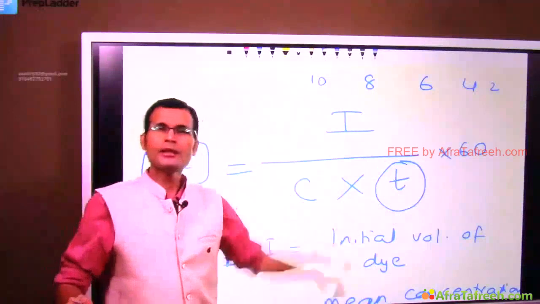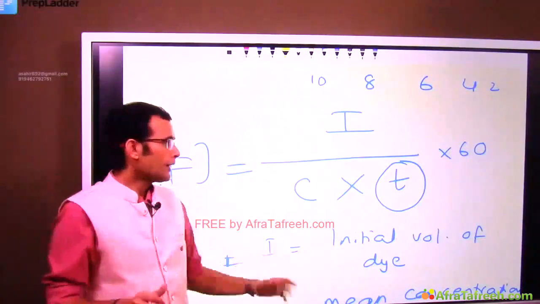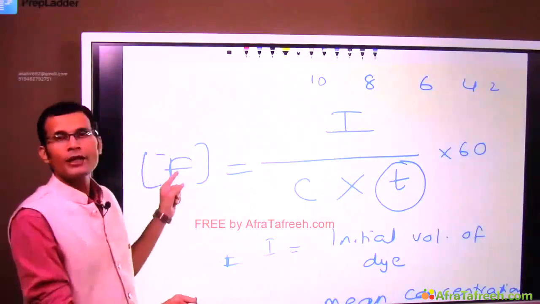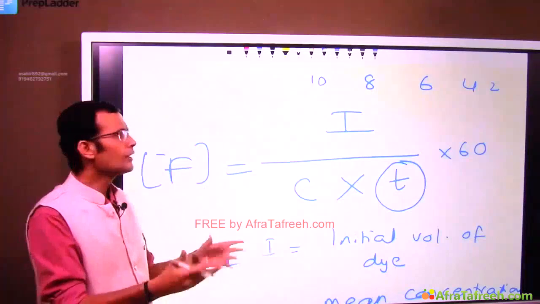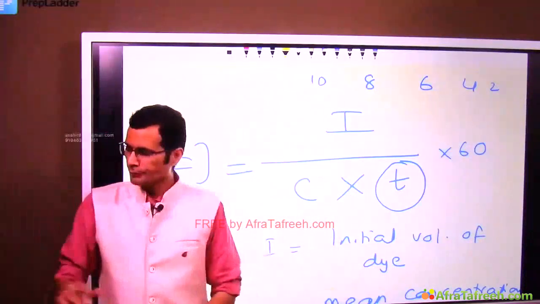In less time, in less seconds, the dye will appear on the arterial side. That means if the t is less, denominator is less, that means cardiac output will be more. So it's a fair judgment that can be taken from the t itself.